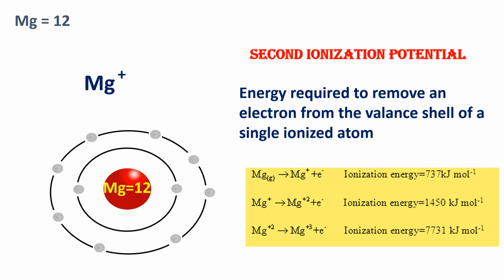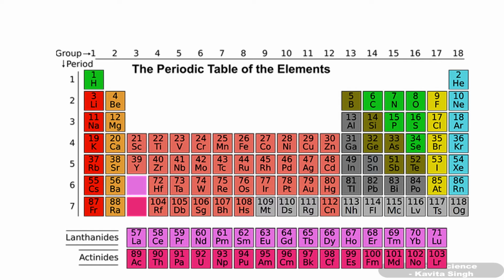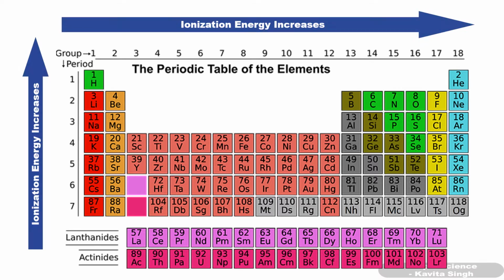And potential means energy. Now, ionization energy will be less for those elements or for those atoms which have only one electron in the outermost shell. So you will require less amount of energy to remove. Okay, and if there are more number of electrons, the energy required to remove them will be more. So ionization energy increases from left to right in a row and in a column from bottom to top.